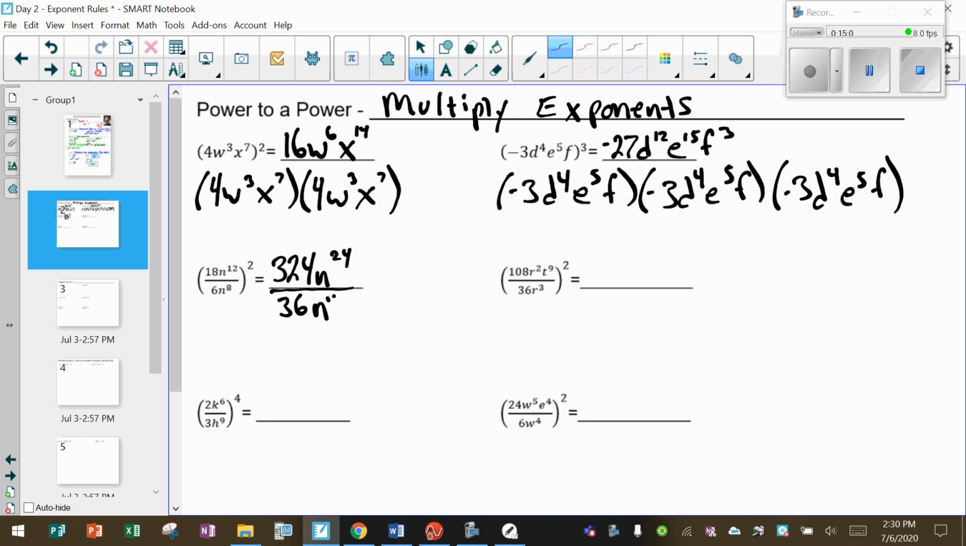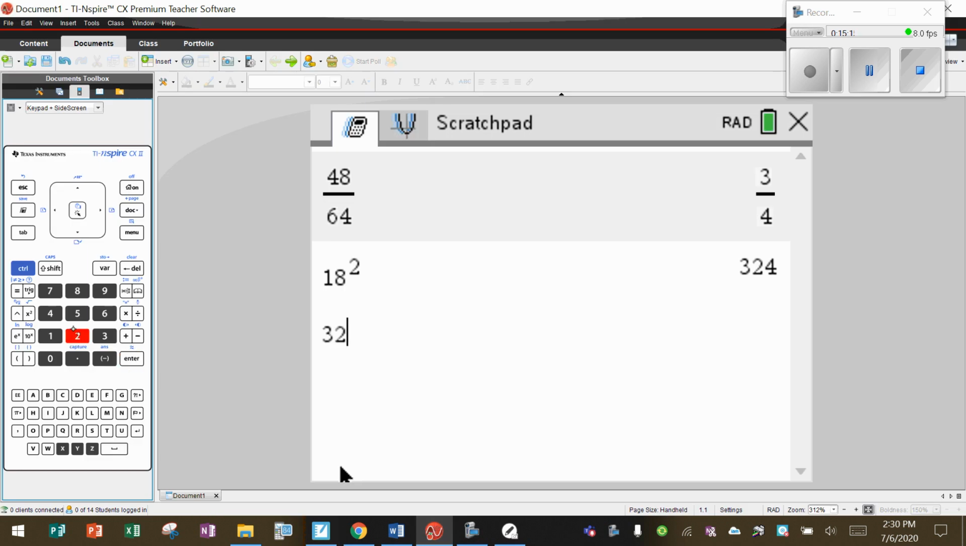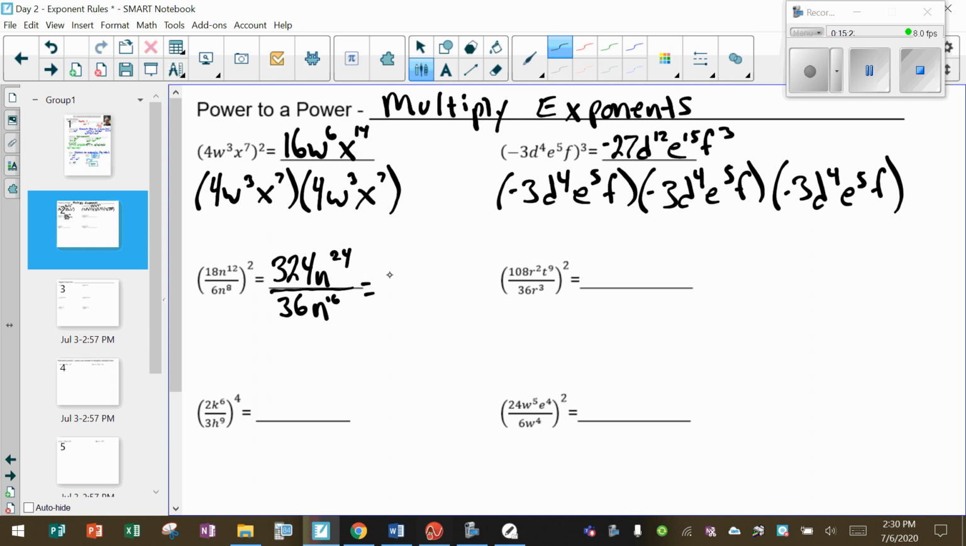Now here, because I have n's on the top and the bottom and numbers in my fraction, I want to see if this simplifies and reduces some more. So I'm going to go to the calculator and do my 324 divided by 36. And the calculator is going to tell me, oh yep, that divides perfectly into a 9. So this is going to simplify to 9. And then based on the rules that we just did, you're going to subtract the exponents. So 24 minus 16 gives me a new exponent of 8. Now it's simplified. You can simplify before you do the exponents if you want.